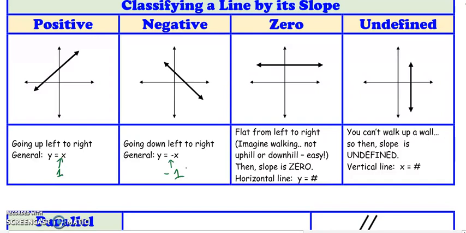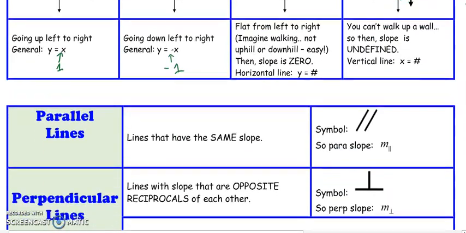And then over here, it's flat from left to right. So imagine if you're walking, right? You're not going uphill or downhill. It's easy peasy lemon squeezy right there. But then here, how you going to walk up that? You can't. Not fun, right? So that's undefined. That's how I remember it anyway. So this one's a horizontal line, so it's y equals whatever number it goes through. And this one over here is a vertical line, so it's x equals whatever number goes through.